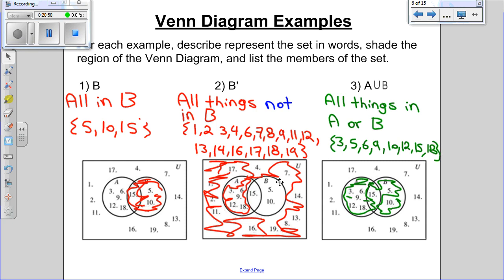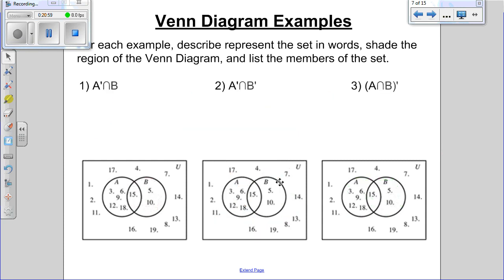All right. 3 more. And they're starting to get a little bit harder now. So I'm going to do number 1 with you, and I'll leave 2 and 3 for you to try on your own and see how you do. So number 1, if I'm going to read that as a sentence, it would be all things not in A and are in B.